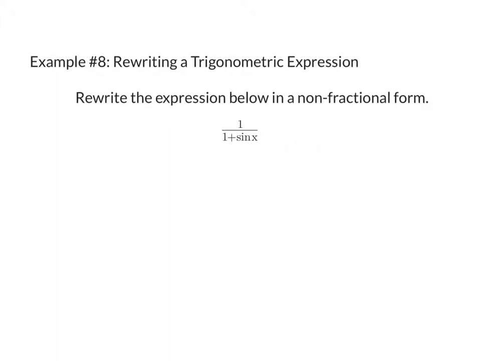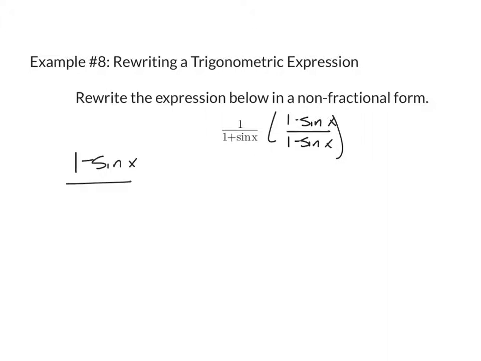Okay, in example 8, what we want to do is rewrite this trig expression outside of a fractional form. So typically when we want to change something out of fraction form, you have to multiply the denominator by the conjugate of itself, because conjugates, we know, will create just a whole number in the denominator, or some whole phrase. So I'm going to multiply this expression by the conjugate of the denominator, which would be 1 minus sine x. Okay, that would give us, for the numerator, 1 minus sine x.